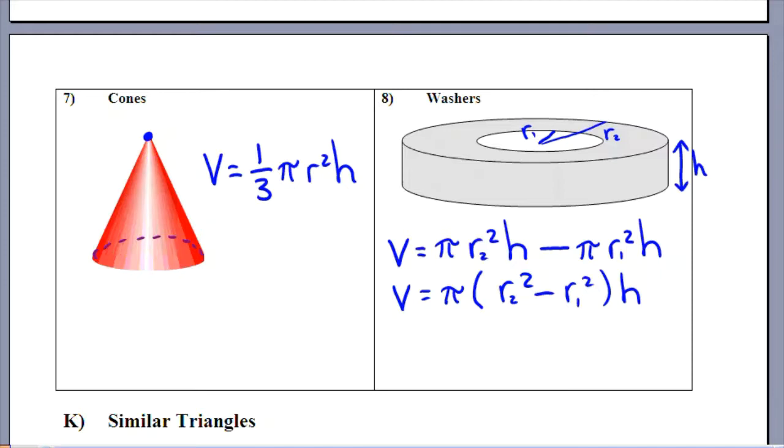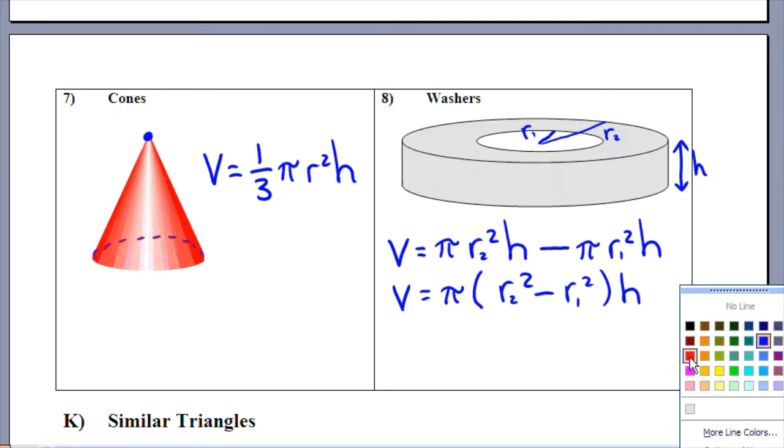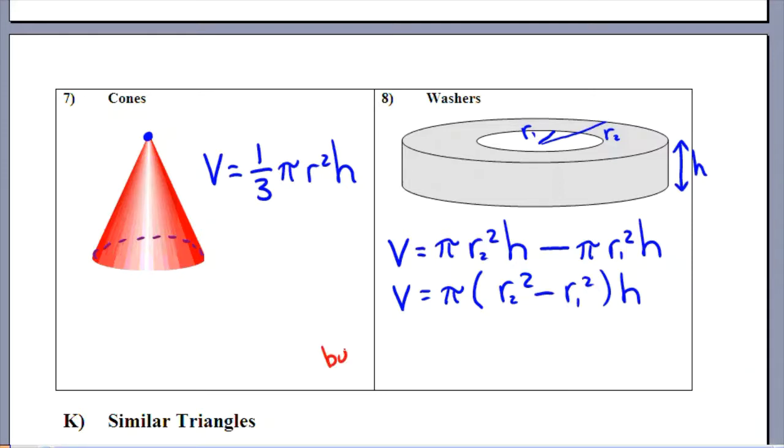That works. But can I show you something that does not work, that's not okay? Okay, so I'm going to put in here, but not this. It is not okay to subtract and then square. You can't go radius 2 minus radius 1 squared and then multiply by h. It has to be squaring first and then subtracting. Okay, that's the end of the shapes.